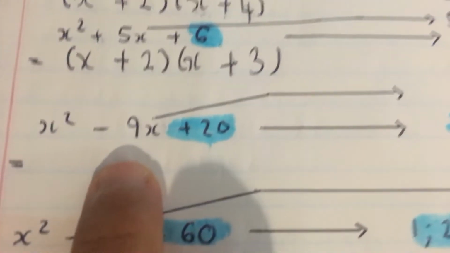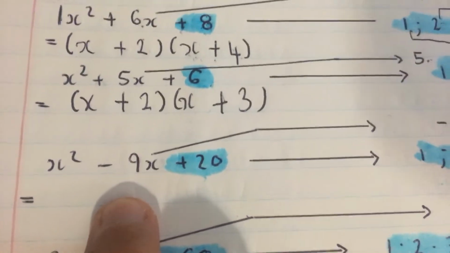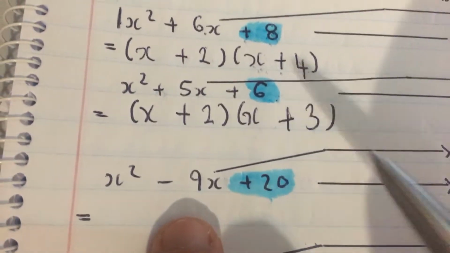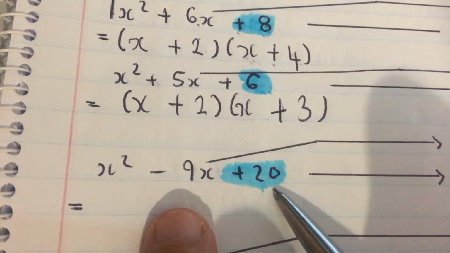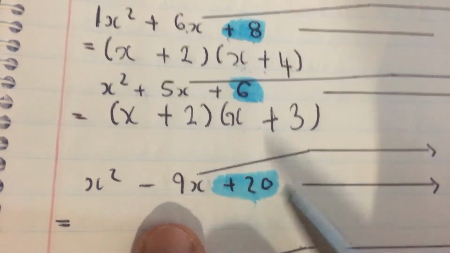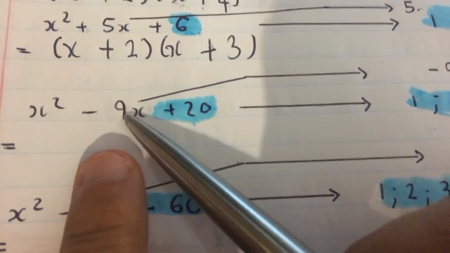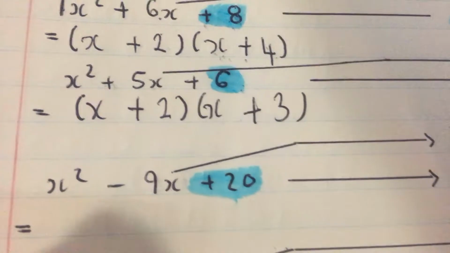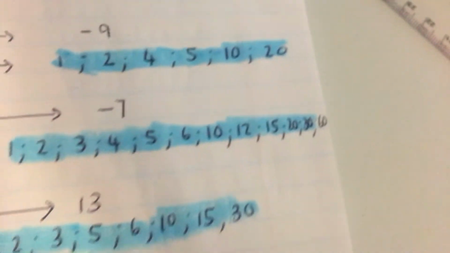I have a negative here, so things get a little bit more tricky. If you do the same thing again, factors of 20, the pair that can get me to, now, negative 9. Alright, so let's look at the factors of 20.